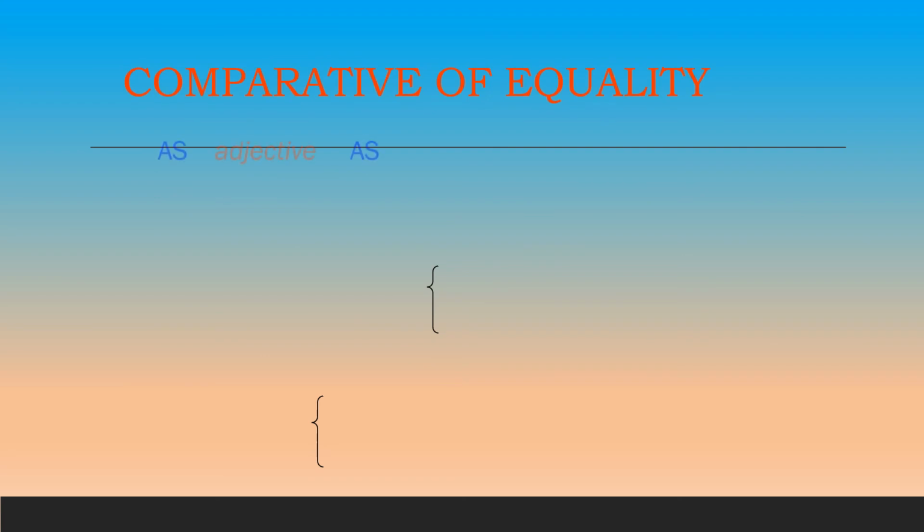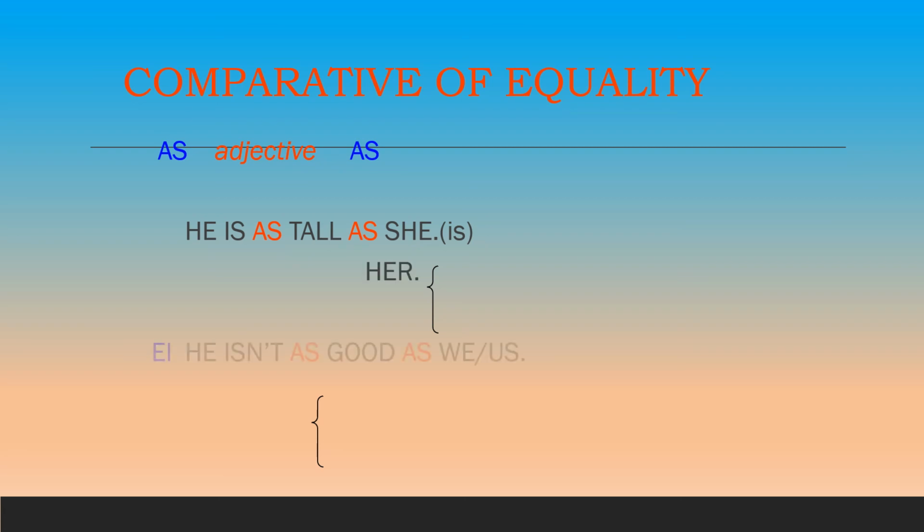So, for instance, as plus adjective plus as. He is as tall as she is. He's as tall as her. He isn't as tall as us. He isn't as good as us.